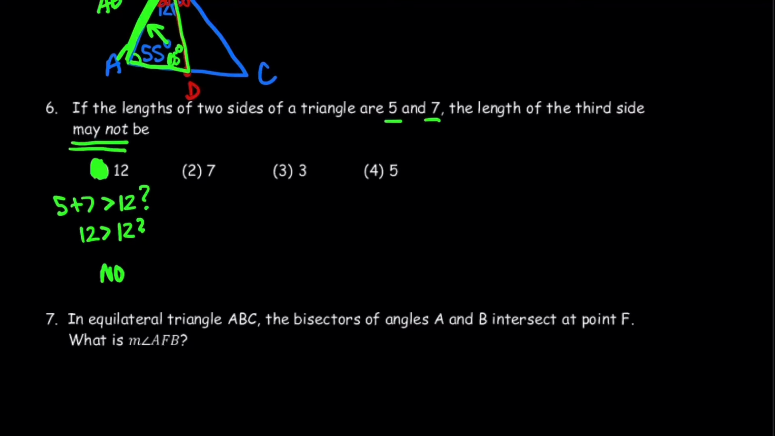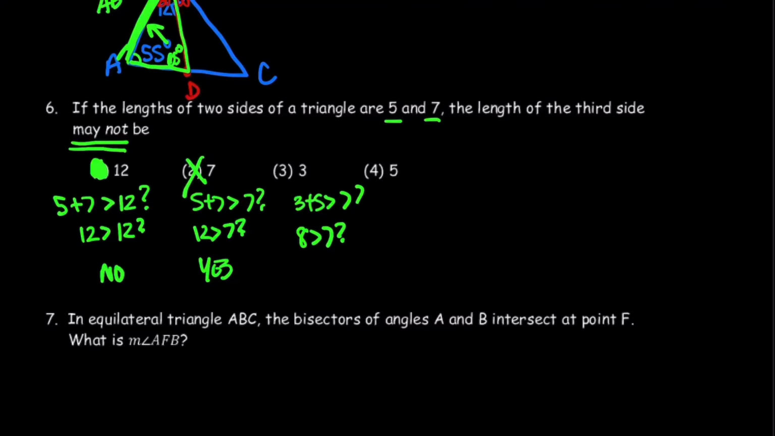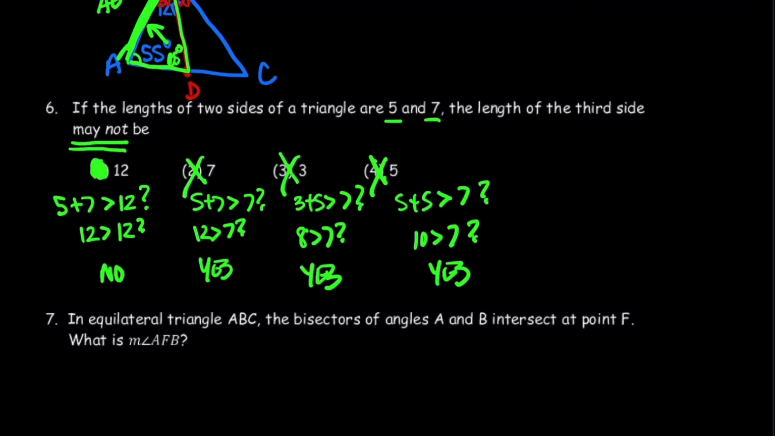Let's make sure that the other ones do work so they're not the choices. So if I have 7, I've got 5 plus 7. Is that greater than 7? Is 12 greater than 7? Yes, that one would work. So reject it. 3. Is 3 plus 5 greater than 7? Is 8 greater than 7? Yes. And 5. 5 plus 5 is greater than 7. Yeah, 10 is greater than 7. That's another yes. Perfect.